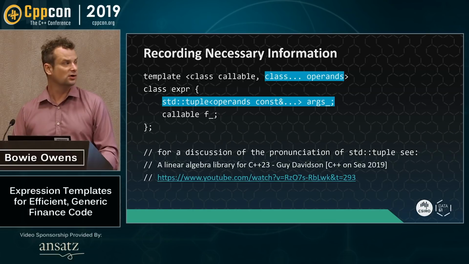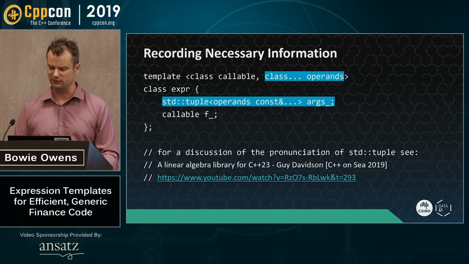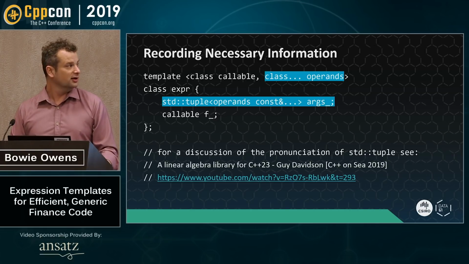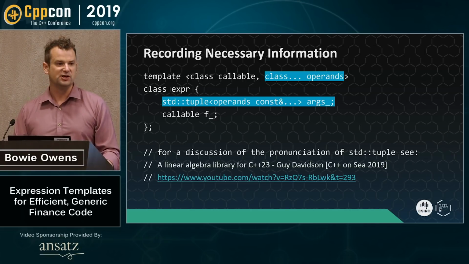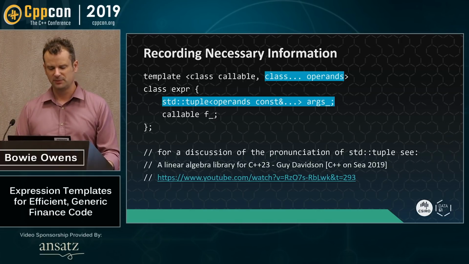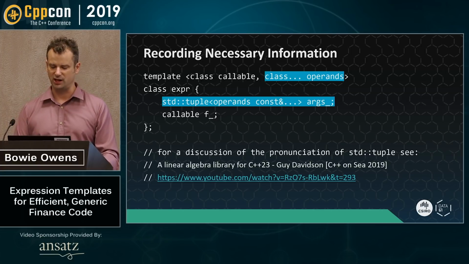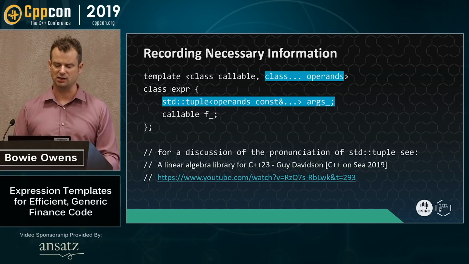Okay. Now we'll also need to store the operands or arguments for the operation in a standard tuple, holding its components by reference. Now, for an enjoyable discussion of the pronunciation of standard tuple, I recommend Guy Davidson's talk at C++ on C earlier this year. Now, we are using reference semantics because we wish to avoid copying, but using reference semantics means that we have to be careful not to keep a reference to a temporary past the end of its lifetime when we start writing expressions.